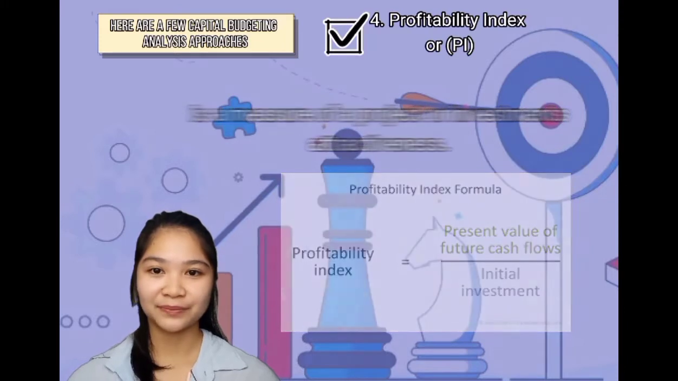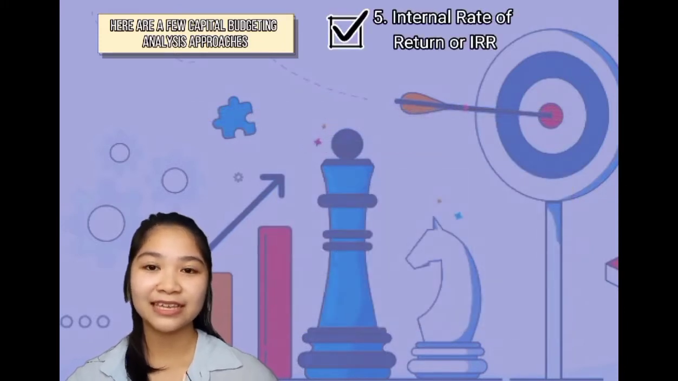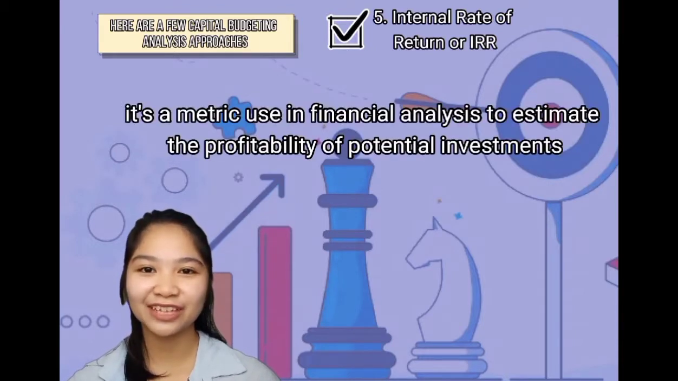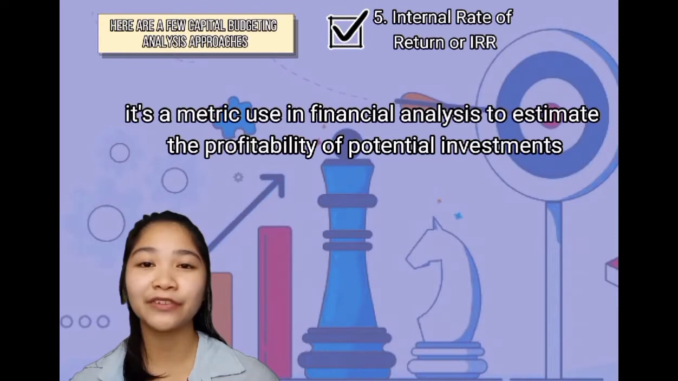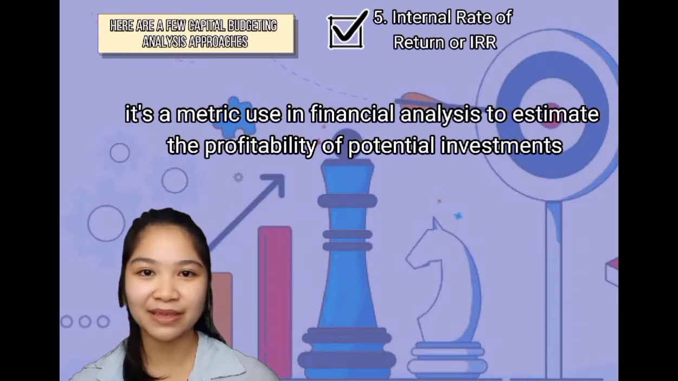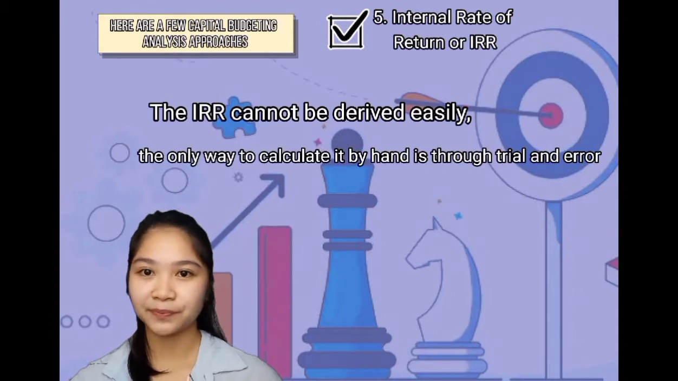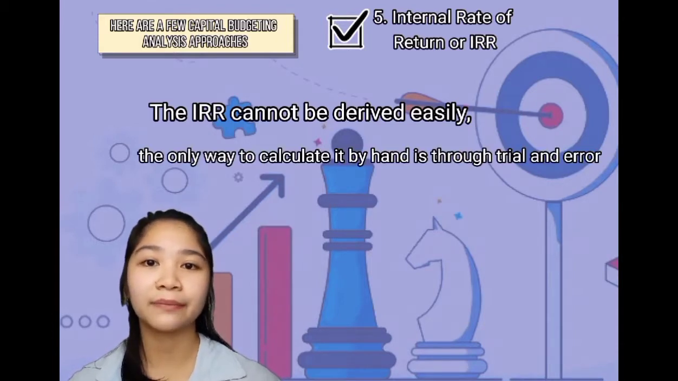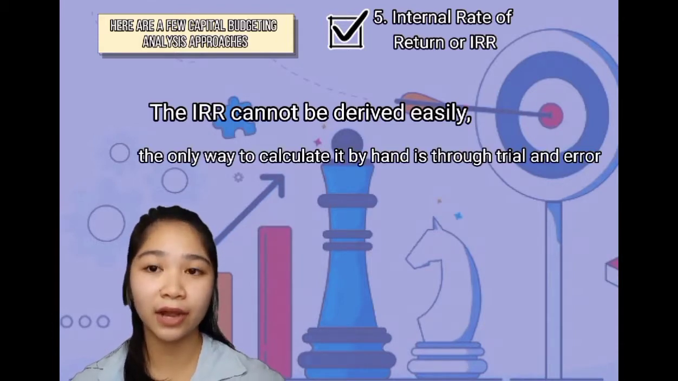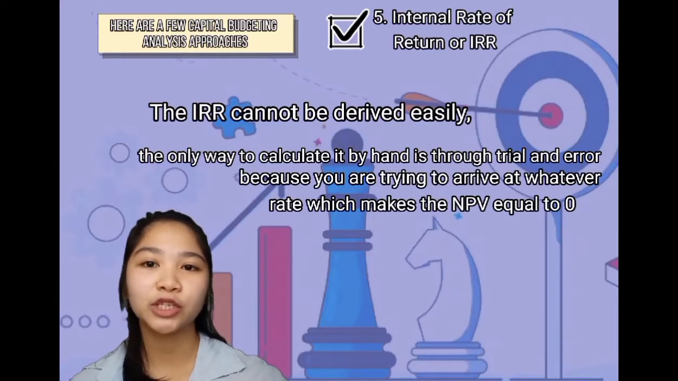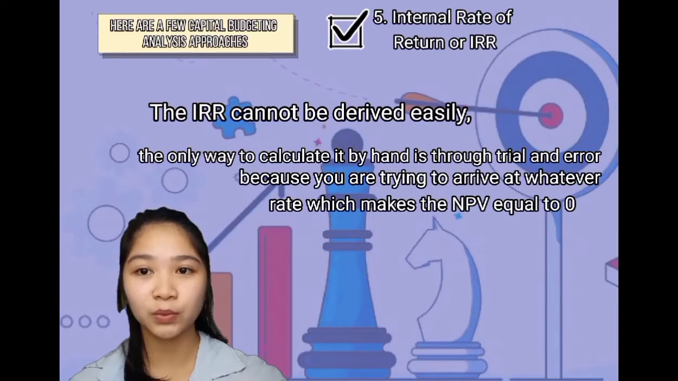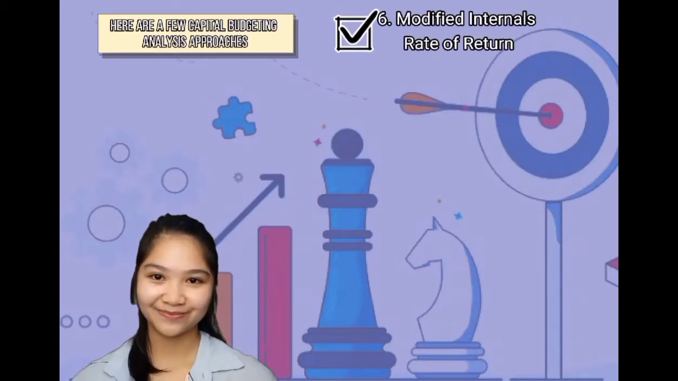Number 5, internal rate of return, or IRR, is a metric used in financial analysis to estimate the profitability of potential investments. The IRR cannot be derived easily. The only way to calculate it by hand is through trial and error, because you are trying to arrive at whatever rate makes the NPV equal to 0.